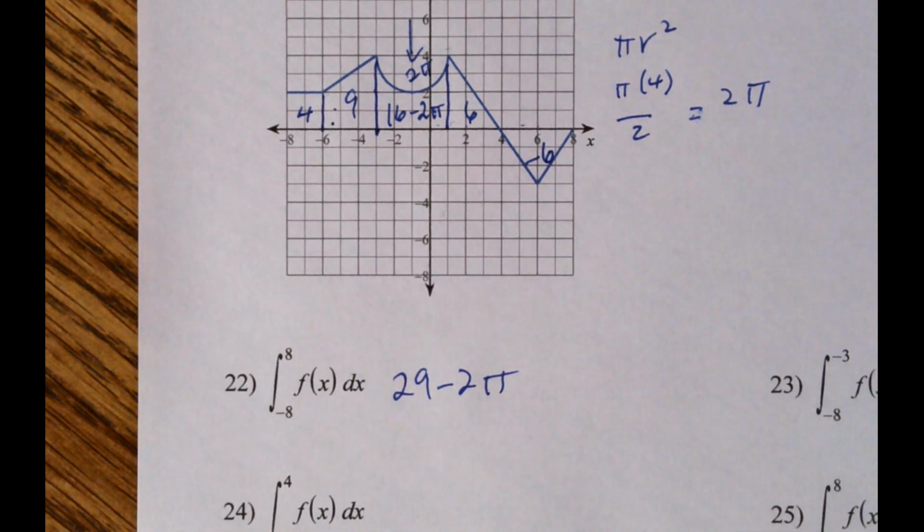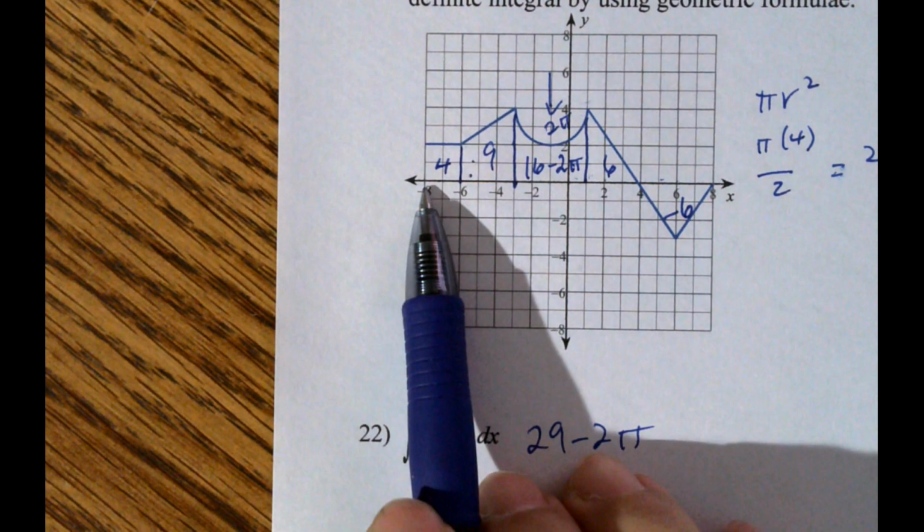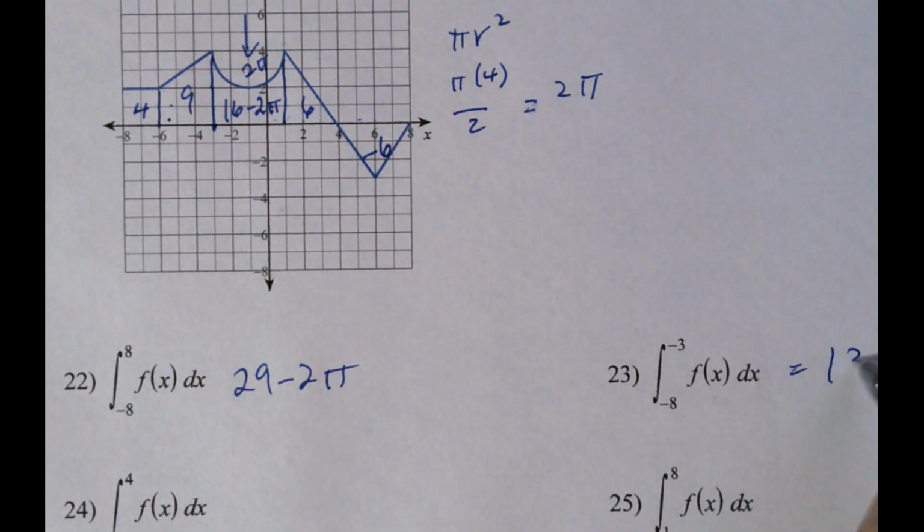All right, let's look at 23. Yeah, that's the answer, that's just 29 minus 2 pi. Negative 8 to negative 3. So I'm going from negative 8 to here. So that's just 4 plus 9 is 13. Isn't that right? Am I reading that right?